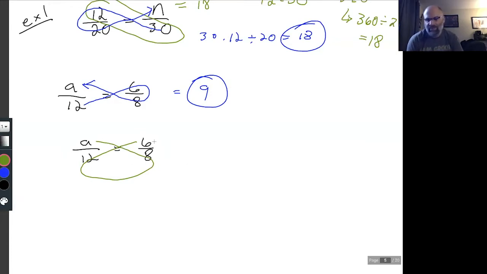So you don't really need to draw a fish. You just multiply the only cross product you can and then divide by the other number, all right? Because both of these products have to be 72.